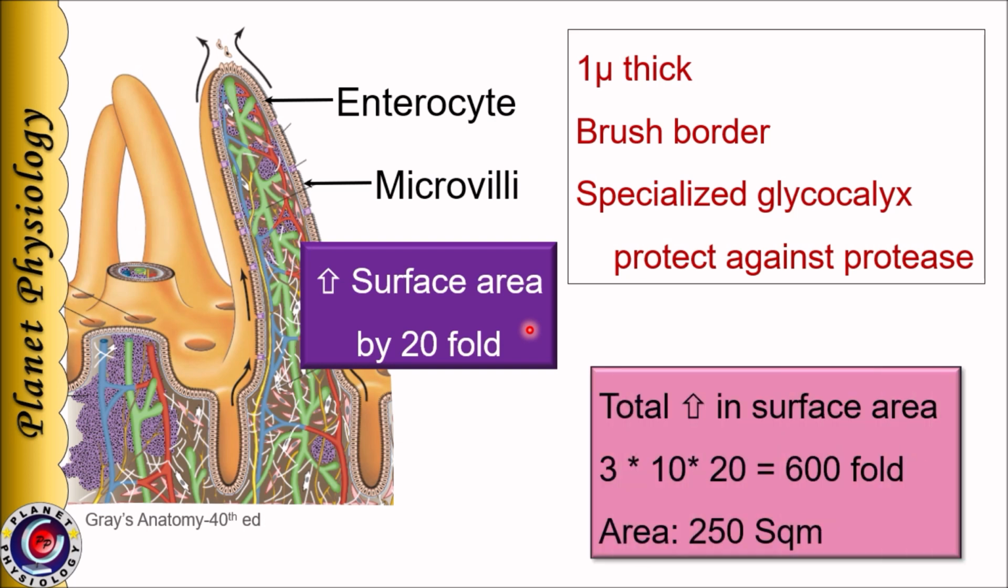Thus, there is total increase in the surface area by 600 times, 3 times because of folds of Kerckring, 10 times due to villi and 20 times because of microvilli. Hence, due to its increased surface area, the major site of absorption of foodstuff is small intestine. Smaller quantity of absorption, mainly water and electrolytes, also occur in colon and even much lesser quantity in stomach.